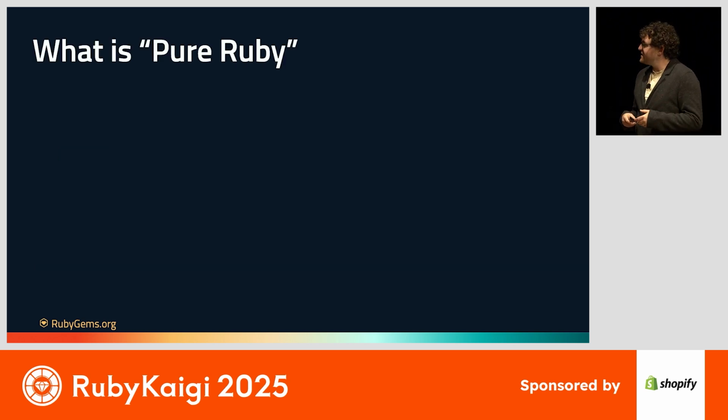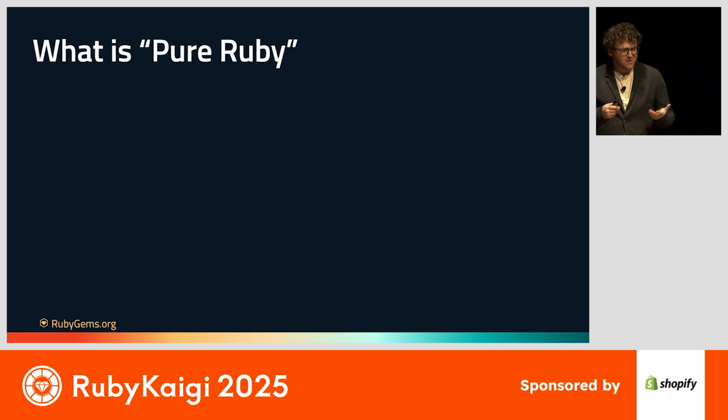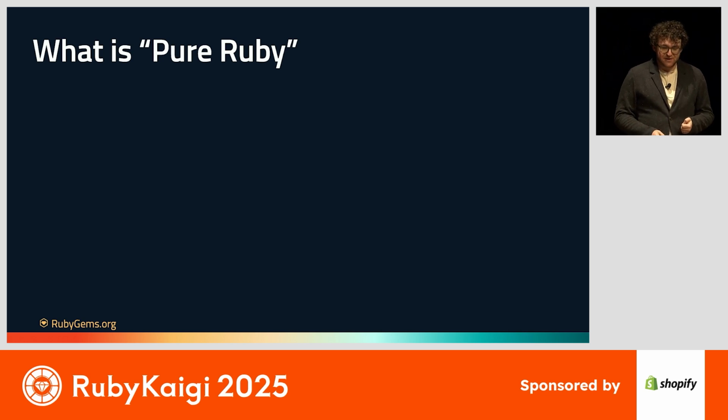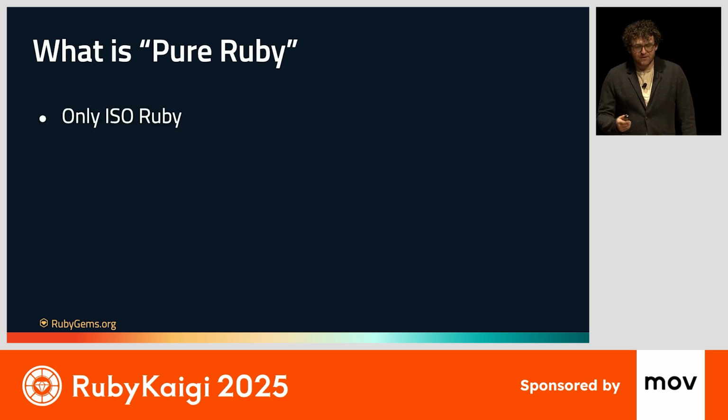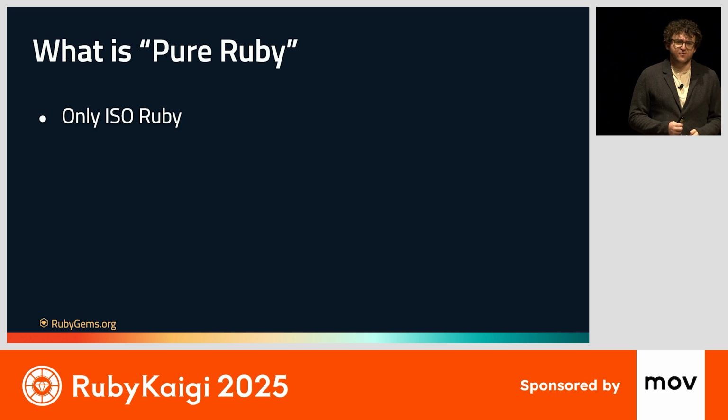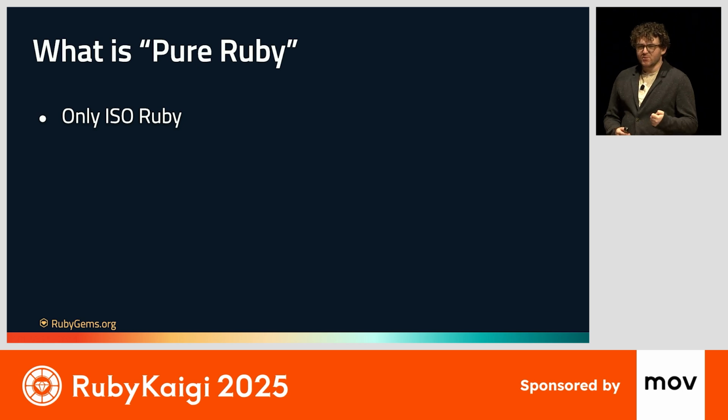Here's a kind of difficult question. What does it mean to be pure Ruby? I came up with a couple of options here. Just let me know when you think I've gotten to a good definition. Well, there's an ISO standard for Ruby. So is pure Ruby something that runs on ISO Ruby? Probably not. I don't think I've seen anyone reference that standard in quite a long time.